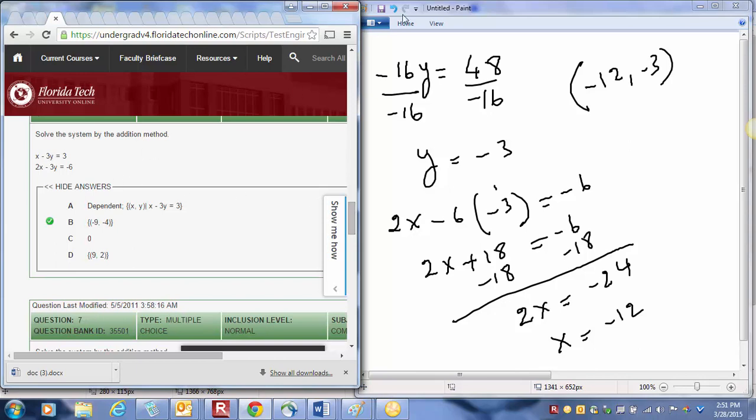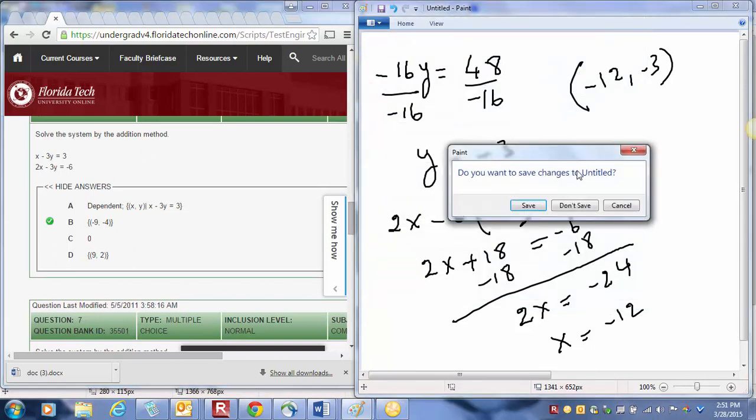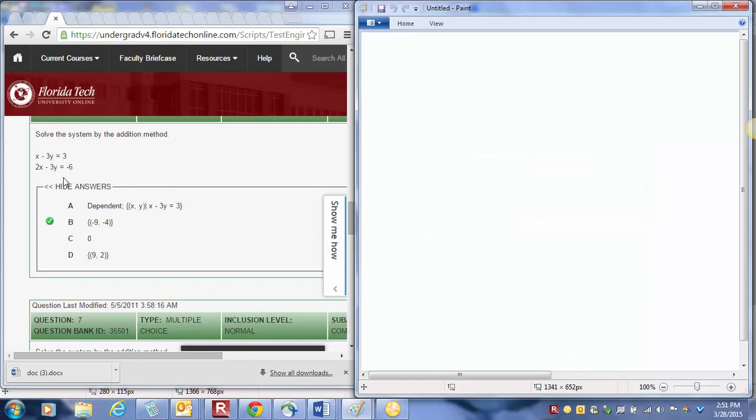Solve the system also by the addition method. Notice here, if you add, it's not going to cancel. But if you subtract, what happens? Negative 3y minus 3y would be negative 3y plus 3y, and the y will cancel. If you subtract x minus 2x, you will get negative x equals 3 minus negative 6. 3 plus 6 would be 9. So multiply both sides by negative 1, you get x equals negative 9.